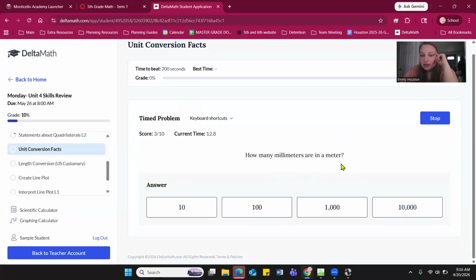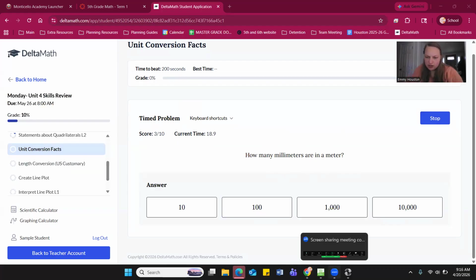How many are in a meter? So think about your King Henry doesn't usually drink chocolate milk. Here, let me see if I could pull this up.